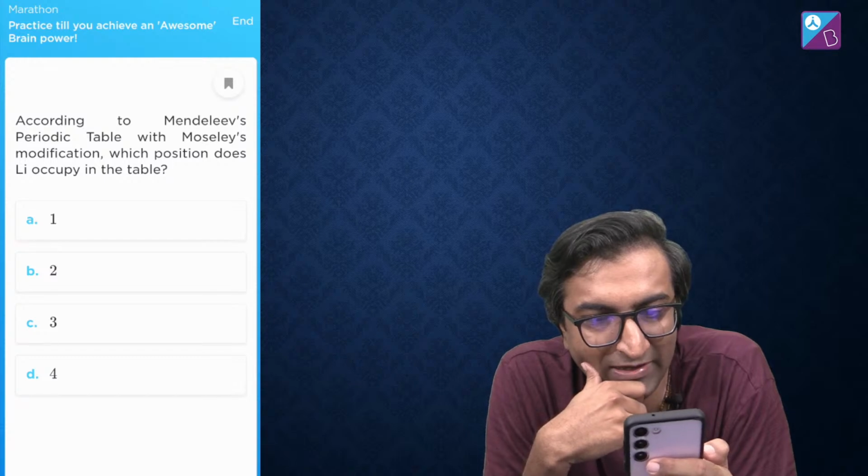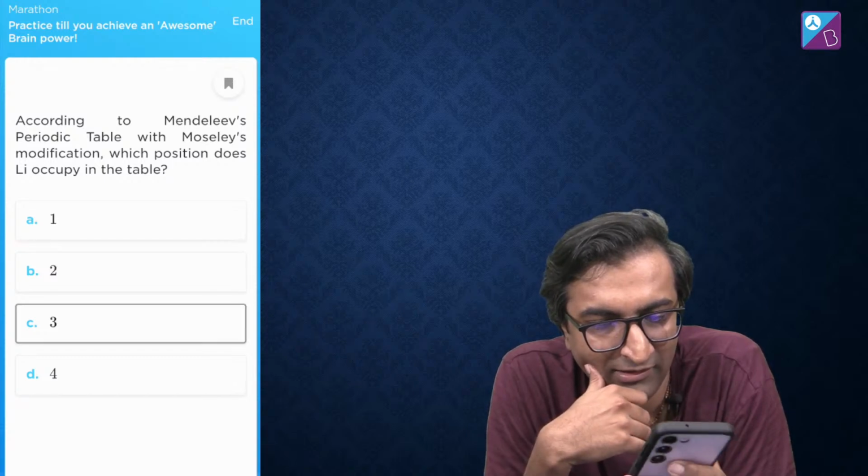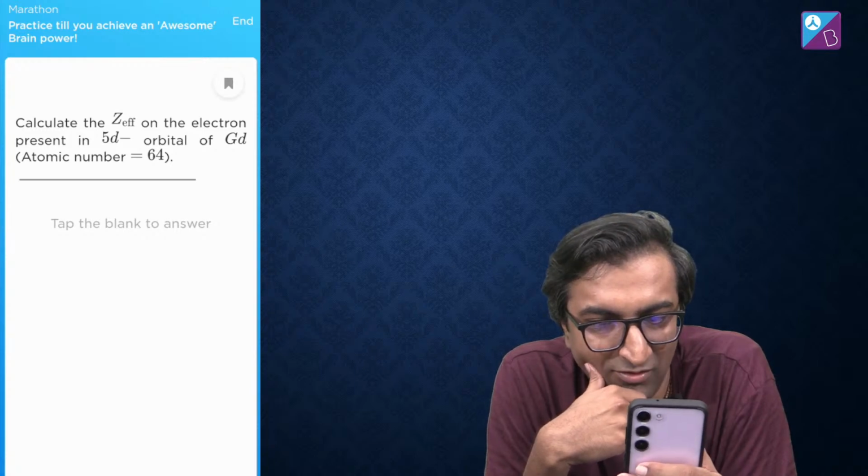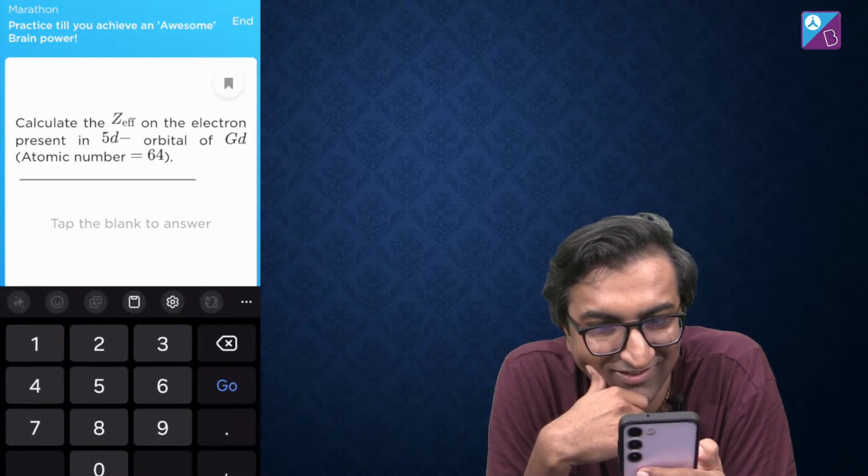Mendeleev. Periodic table mostly modification. We had answered this. Lithium 3. Okay, great. Calculate Z effective on an electron present in 5D of. Oh, this is a difficult question, bro.